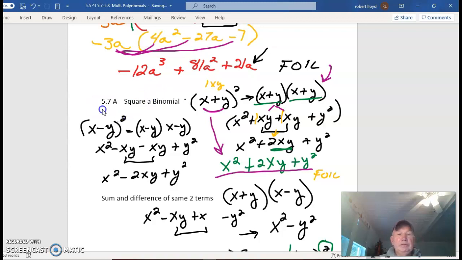Likewise, if you have x minus y, the quantity squared, instead of x plus y, you can FOIL it just like you did over here, and you end up with this answer. Or you can take the shortcut, square the first one, multiply these two together and double it, and then square the last term.